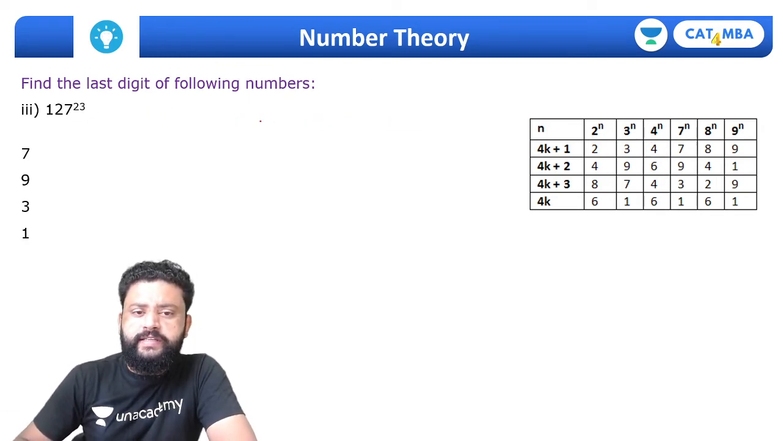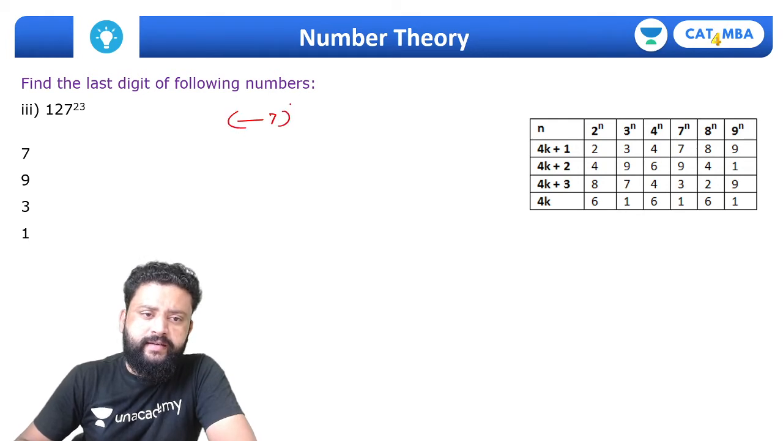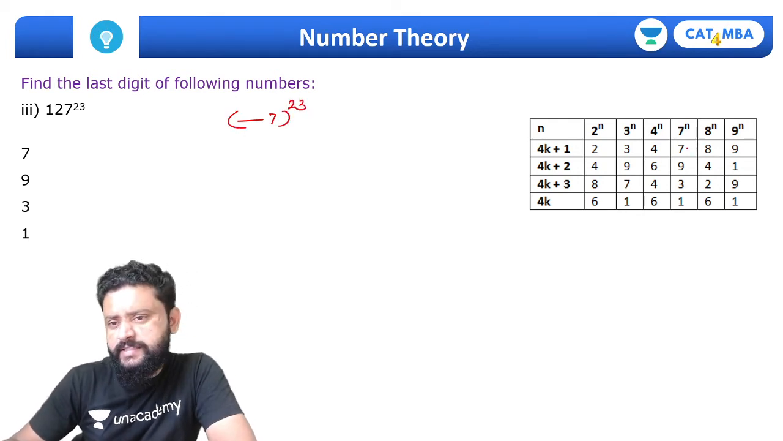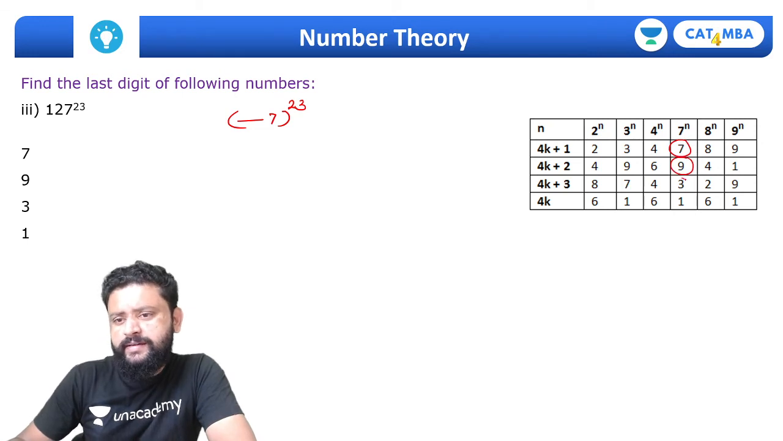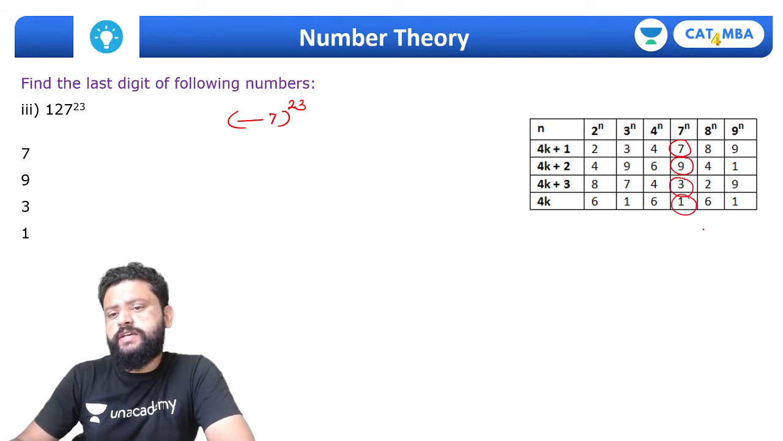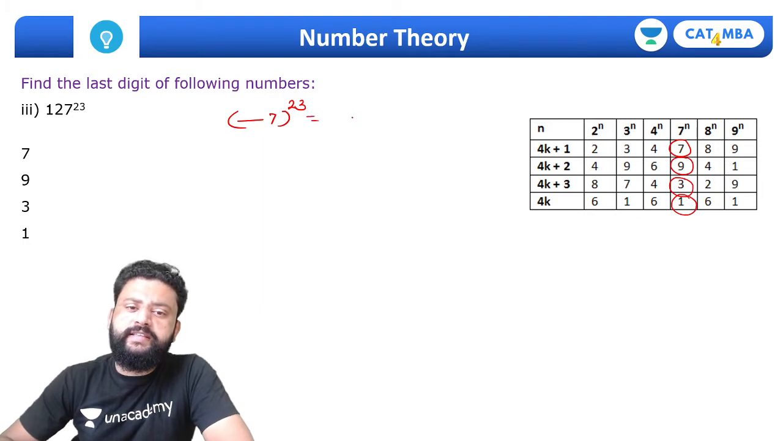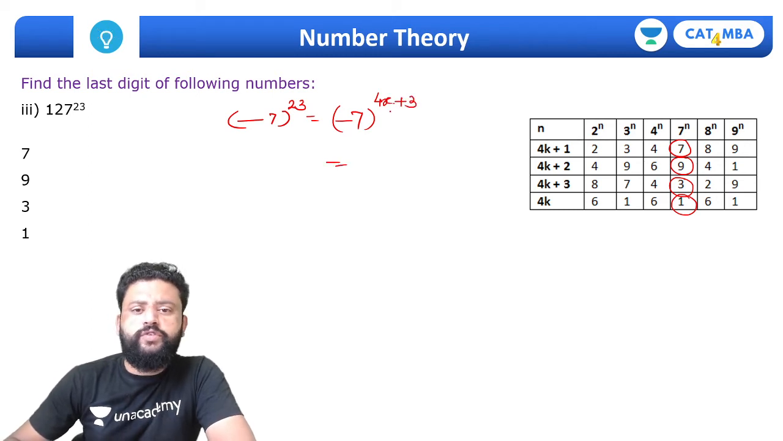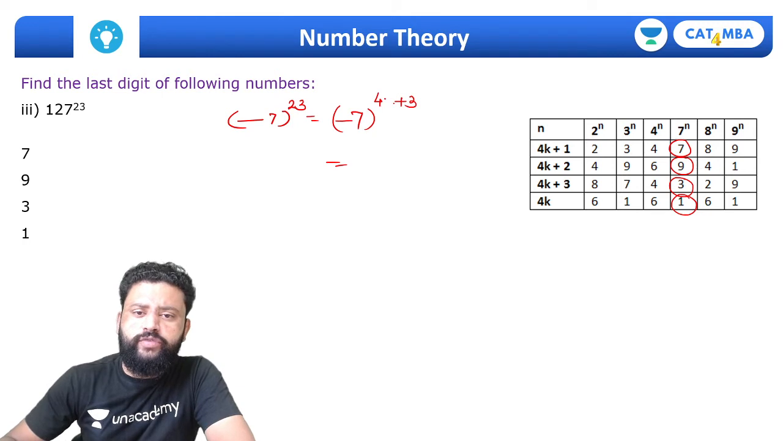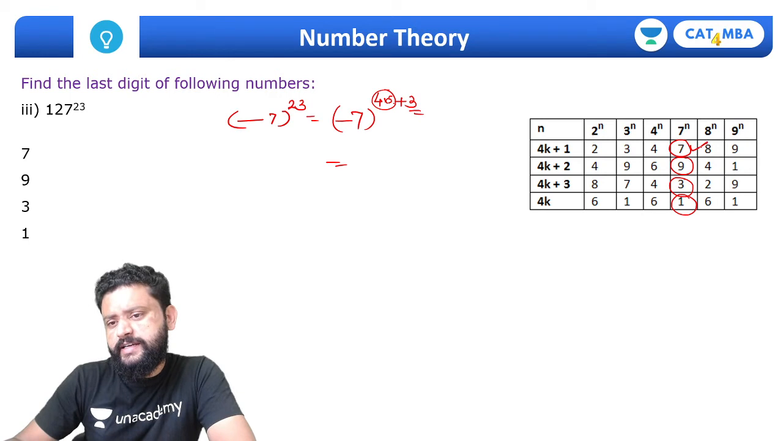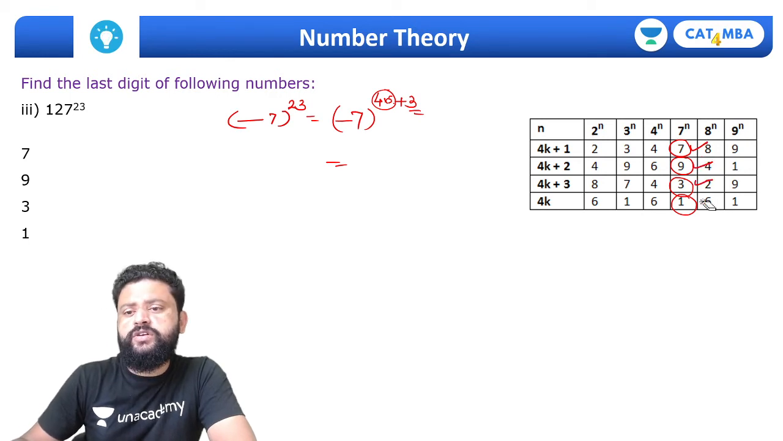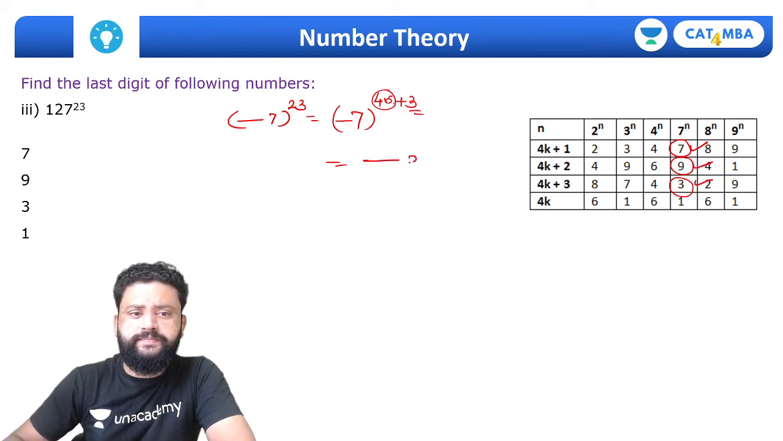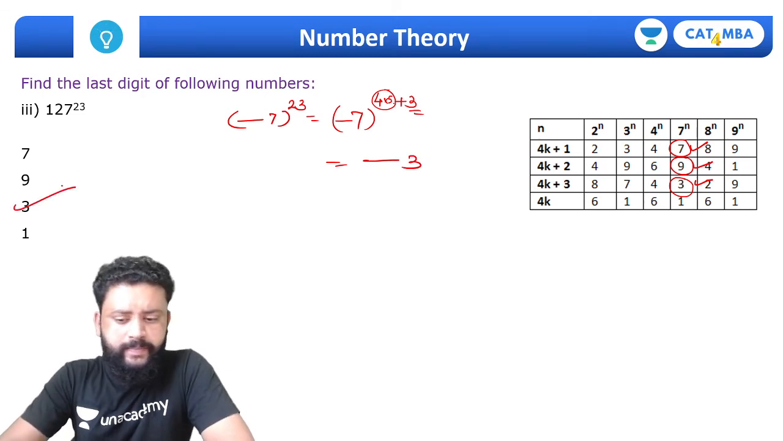127 to the power 23. So a number ending with 7 and to the power 23. We know 7's cyclicity is 7, 9, 3, 1. इसमें से ही कुछ आंसर आएगा. Then definitely this is ending with 7 and the power is 4's multiple plus 3. 20 is 4's multiple. So basically it is 4 into 5 plus 3. So 4's multiple plus 3 means you need to repeat the cycle 3 times. 7, 9, 3. Your answer will be 3 here, which is answer option C.